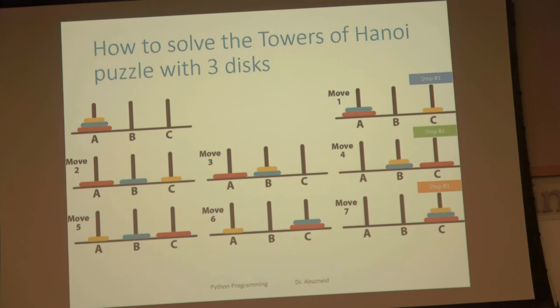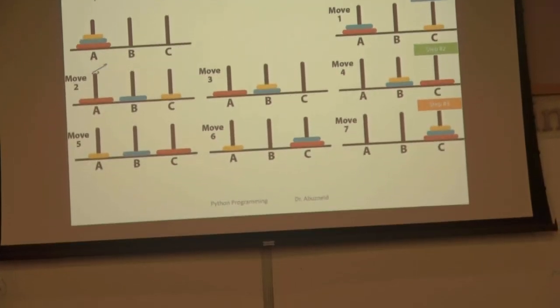You cannot move more than 1 disk at one time, and you cannot put a bigger disk on top of the smaller disk. Right? So look at the steps of how we do it here. Let me do it from here. So again, the conditions: we have 3 disks, and we need to move them from A to C.